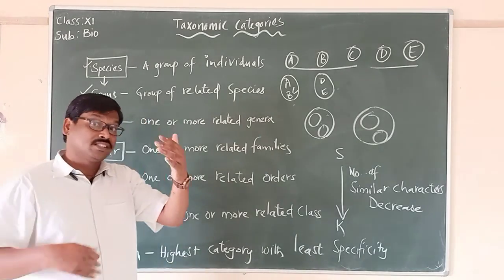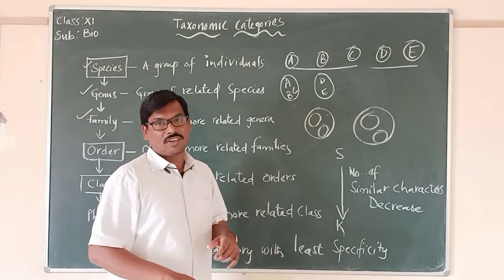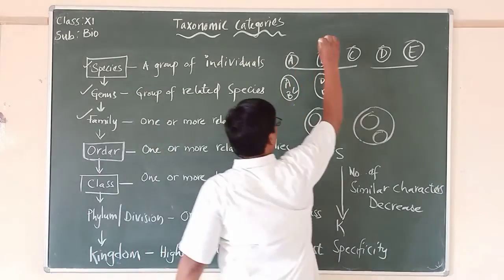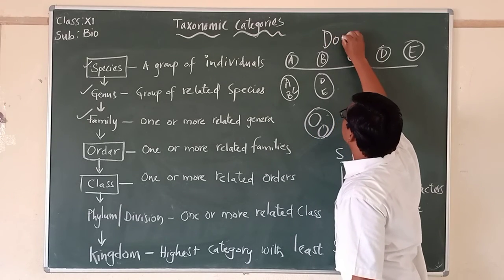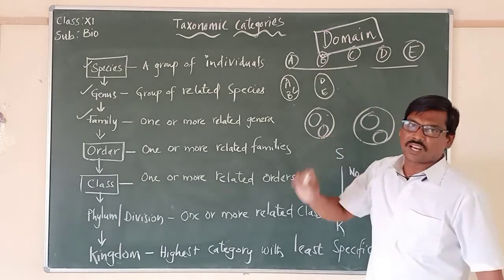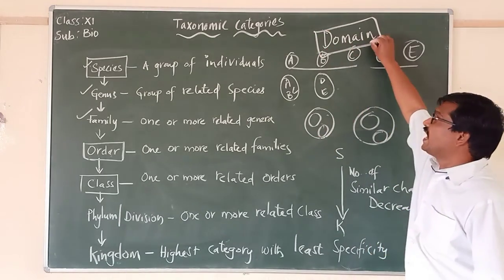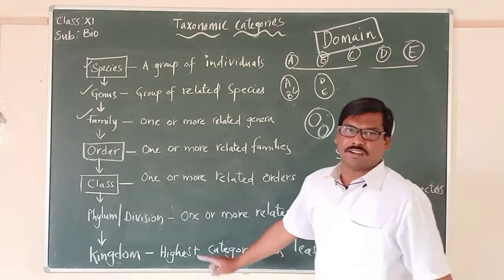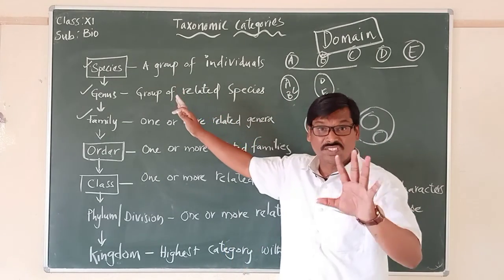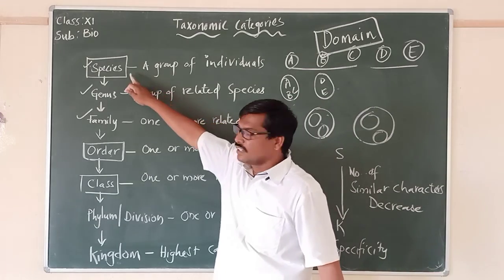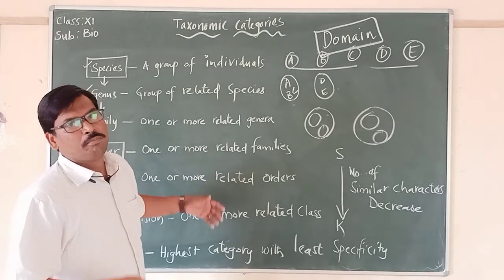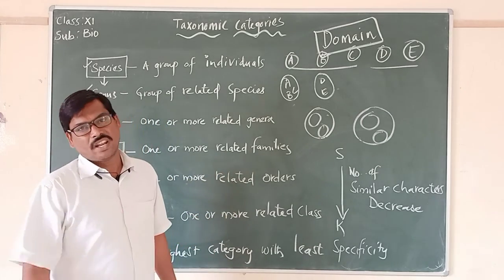Means in some reference books you will also come across that after the kingdom there is another category called as domain, but we are not going to stress on this. Please remember, which is called as domain, which comes after the kingdom. But the basic taxonomic categories, let us remember these points, and we will discuss much more about this in the next video.